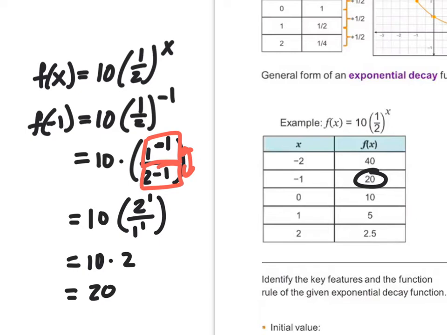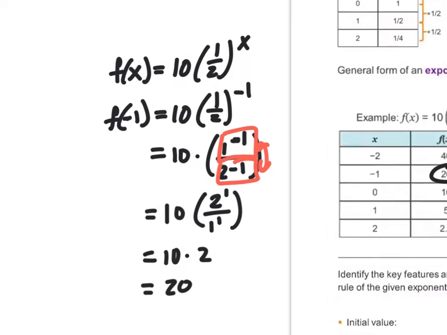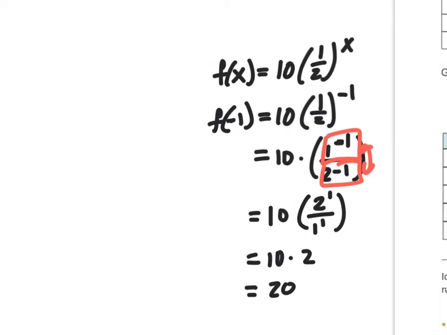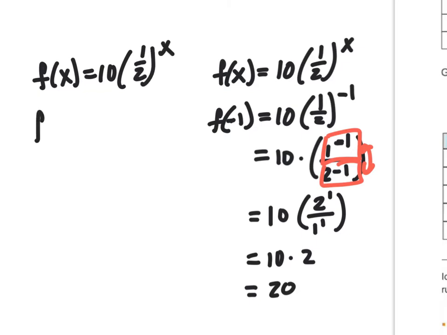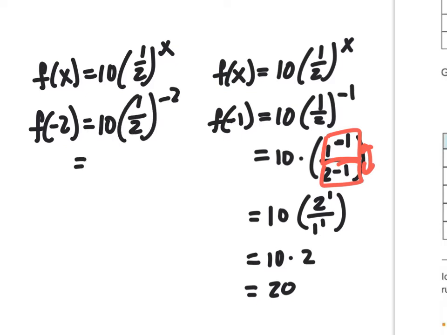Okay, let's do the same thing for -2 real quick. If I've got f of x equals 10 times 1/2 to the x, and I plug in -2, with a negative exponent I've got 1/2 raised to the -2. I'm going to apply that exponent to each of the values in my numerator and denominator. So I get 1 to the -2 divided by 2 to the -2. And then remember what I do to make those exponents positive.